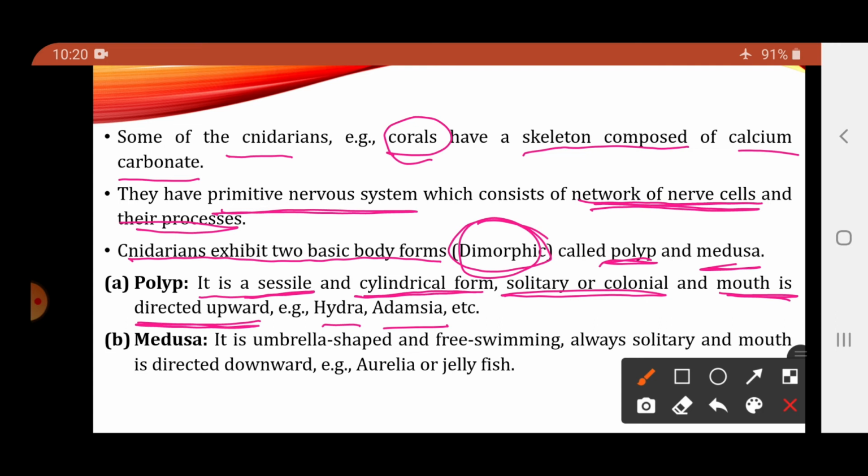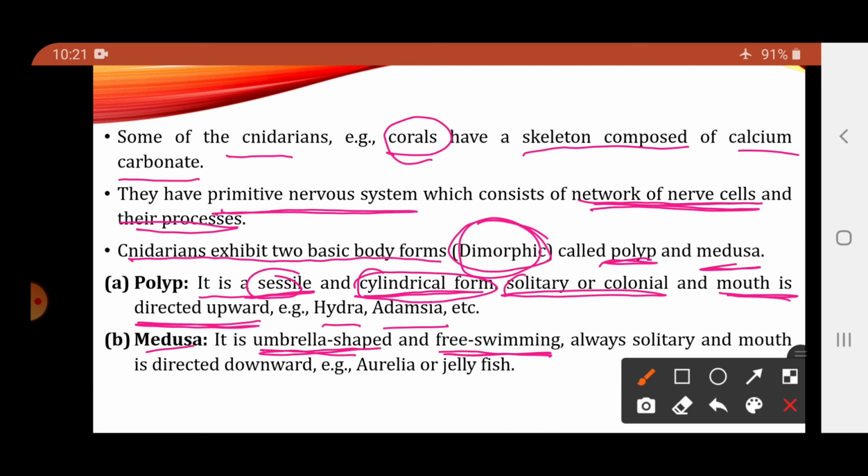Now how is the medusa? First of all the shape: these are umbrella shaped, whereas polyps were cylindrical. Polyps were sessile, that is, they were not moving, whereas medusae are free swimming, they can move.